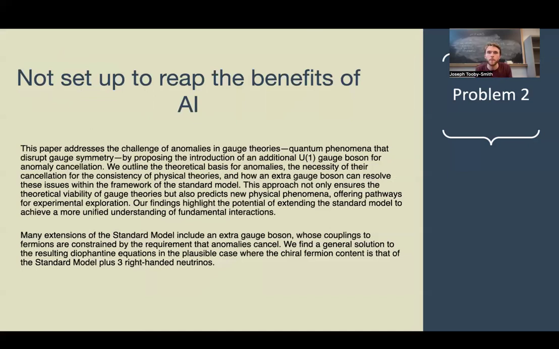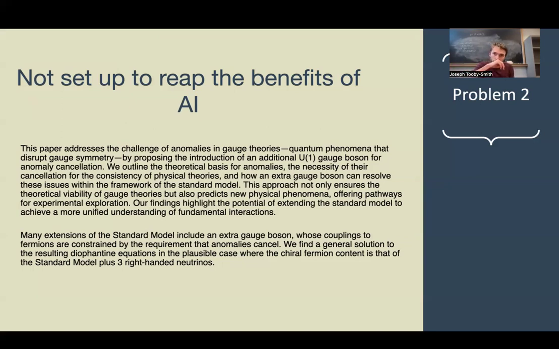So problem number 2. As a field, we're not really set up to reap the benefits of artificial intelligence. By this, I really mean the way that we write papers is such that we actually care whether the paper was written by artificial intelligence or by a human, from the simple fact that artificial intelligence produces things that look correct, and it's very hard, unless you read closer, to determine if it is correct or not.